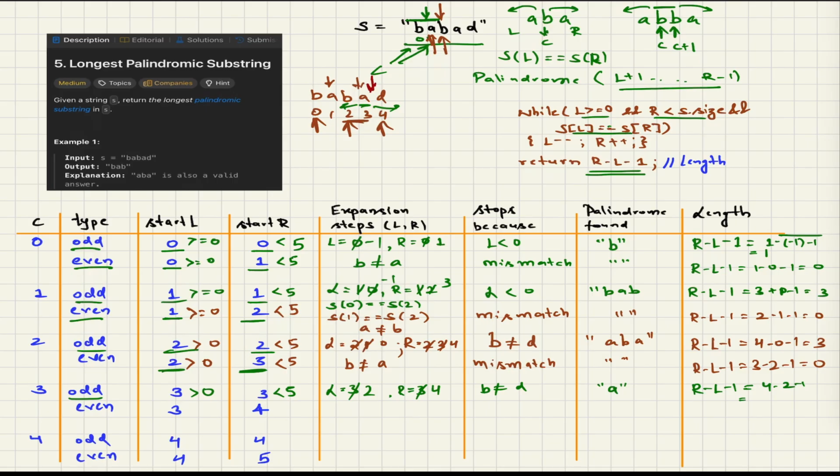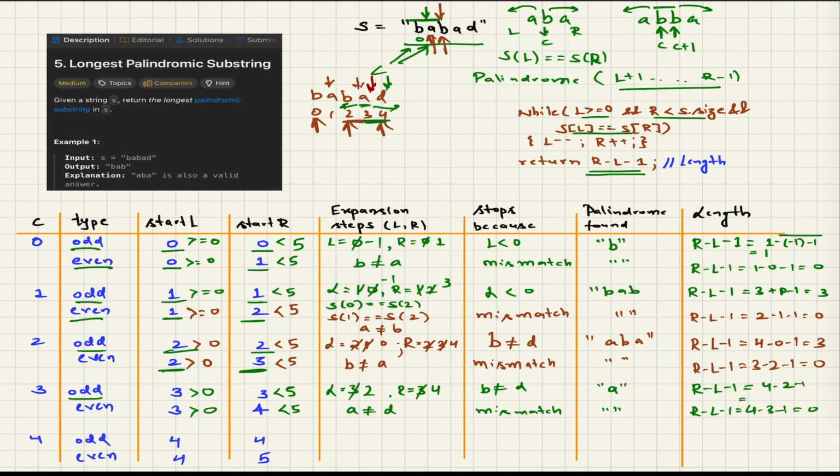Now again, treating this as even. Is this greater than 0? Yes, this is less than 5. Is A not equal to D? We have a mismatch at the very start. We say R minus L minus 1, which is nothing but 4 minus 3 minus 1, which is 0. We did not find any palindromic substring, so we move to the next C.